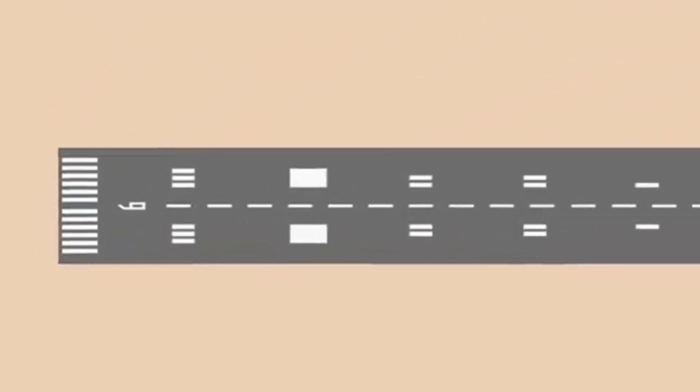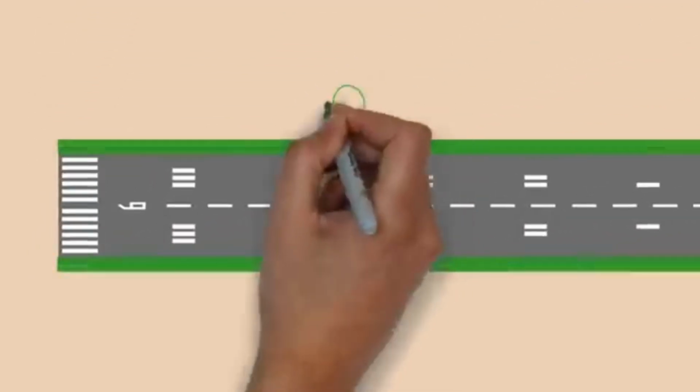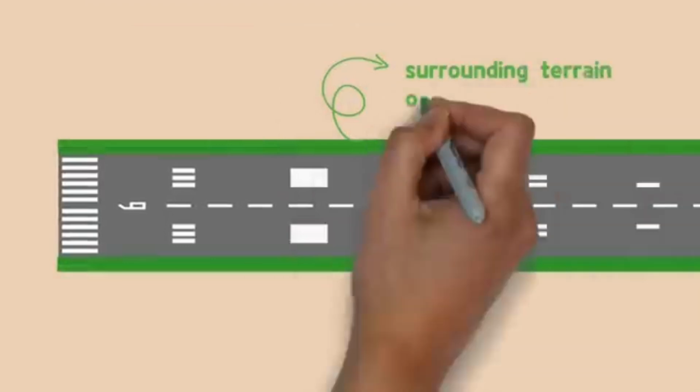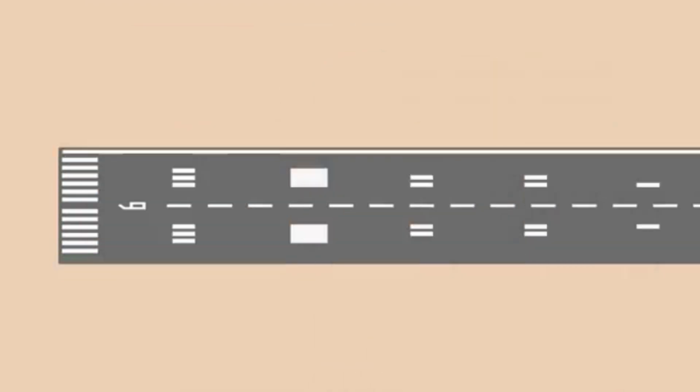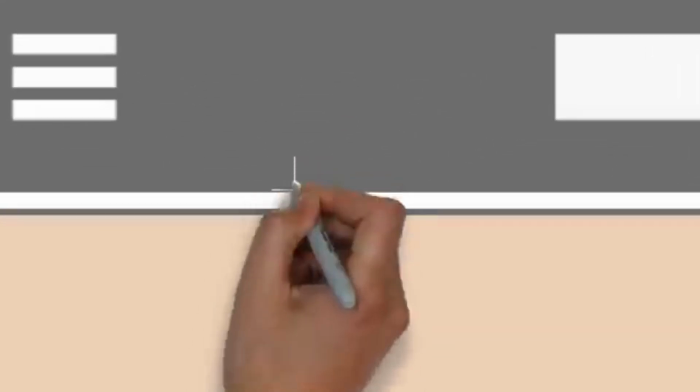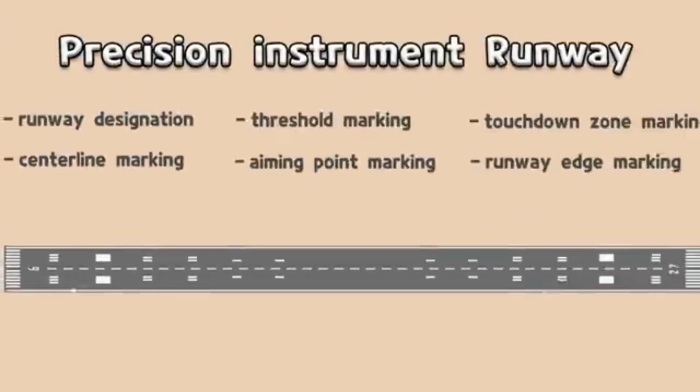Runway edge markings provide a visual distinction between the runway and the surrounding terrain, and also outline the runway width. Runway edge markings are white and consist of continuous stripes located along each side of the runway. The stripes have a minimum width of 36 inches for runways of 100 feet or wider in width.